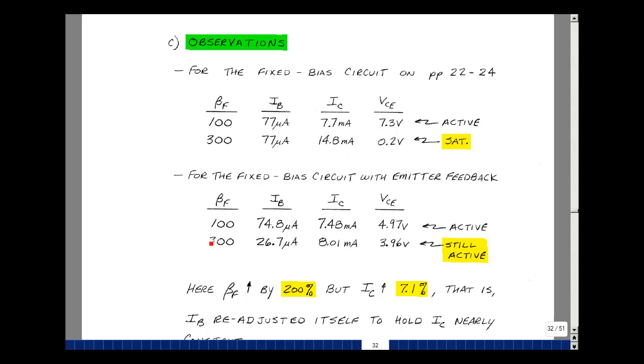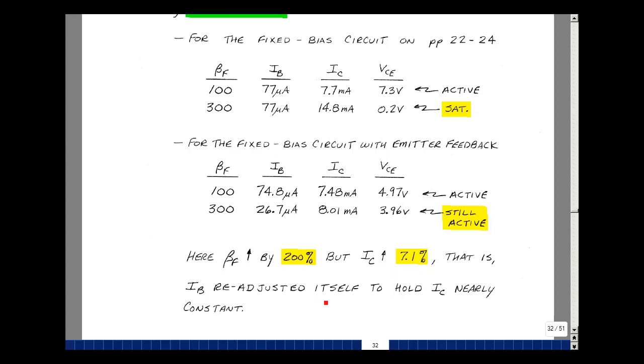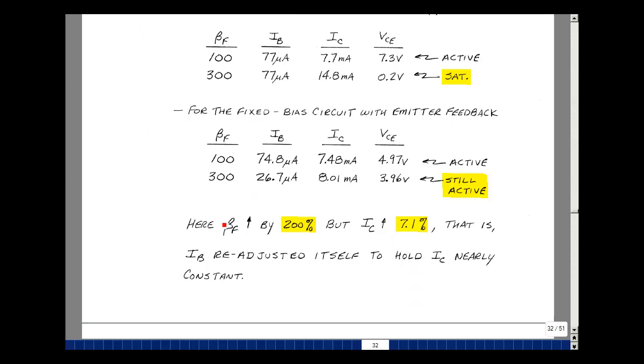With this example, when beta F was 100, we had 74.8 microamps for I sub B, 7.48 milliamps for I sub C, and 4.97 volts for VCE. When we tripled the value of beta F, that's a 200% increase, I sub B was 26.7 microamps, I sub C was 8.01 milliamps, and VCE was 3.96 volts. We had a 200% increase in beta F, but I sub C only increased by about 7.1%. I sub B readjusted itself to hold I sub C nearly constant when there was a huge change in beta F.